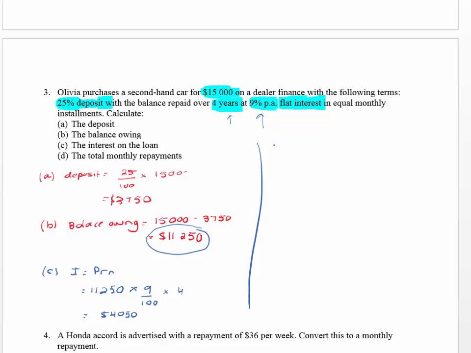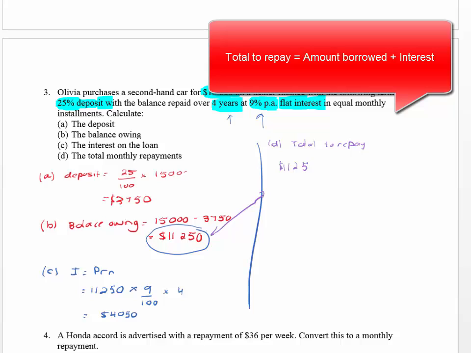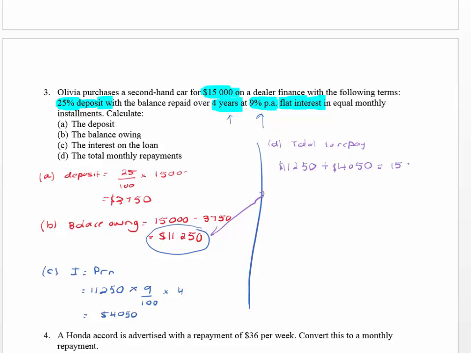So that brings us then to the final question, part D, the total monthly repayments. Well, we need to think about the total that I have to repay. So like the previous questions, the total I have to repay is always the amount I borrowed, which is here, $11,250, plus my interest, which is $4,050. And what I end up with is $15,300 is the amount that I'm actually having to pay back.